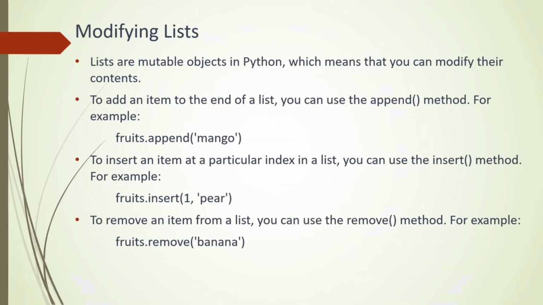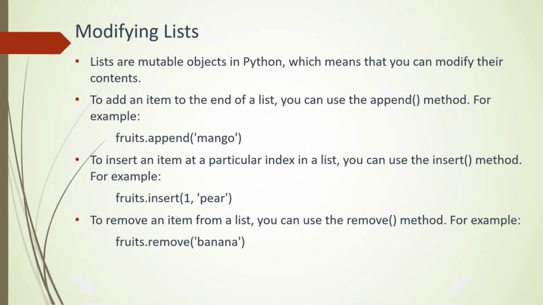For example, to add an item to the end of the list, we say fruits equal to, and then you assign the list of the 3 fruits: apple, banana, and orange. Now to append another fruit at the end, in this case mango, we say fruits dot append, and then inside the brackets you specify the word mango, which is a string data type.